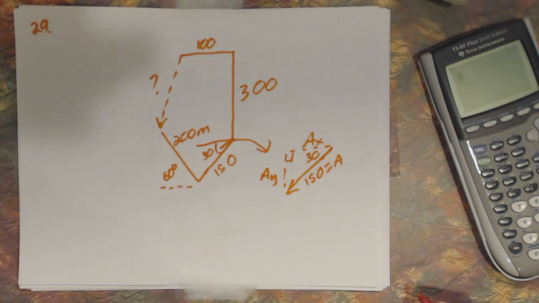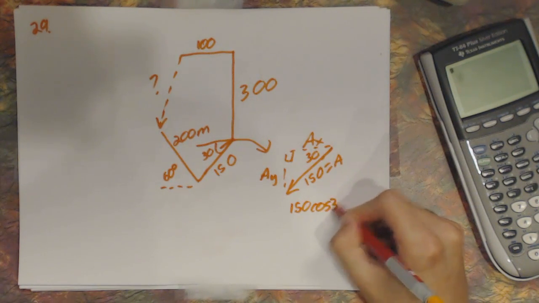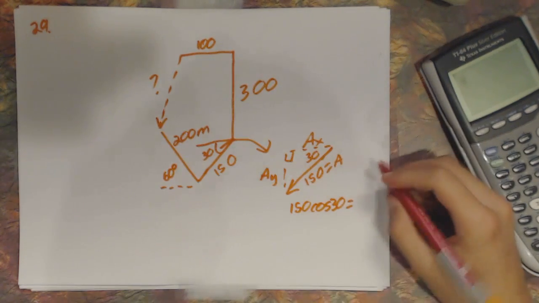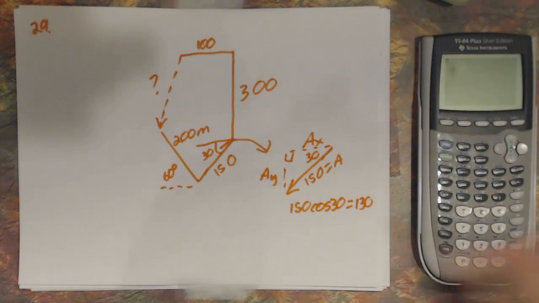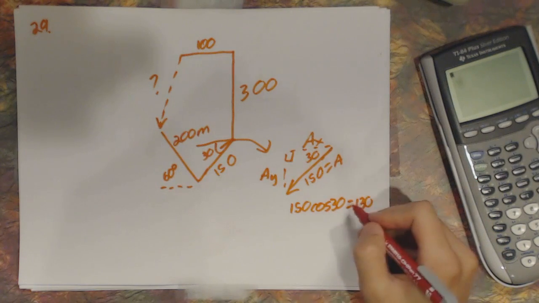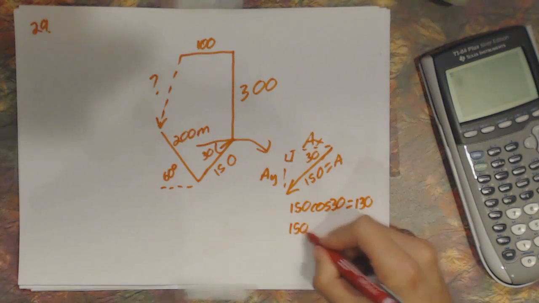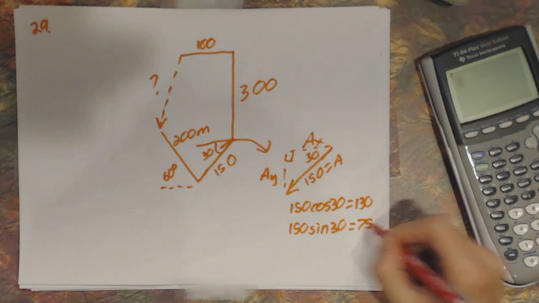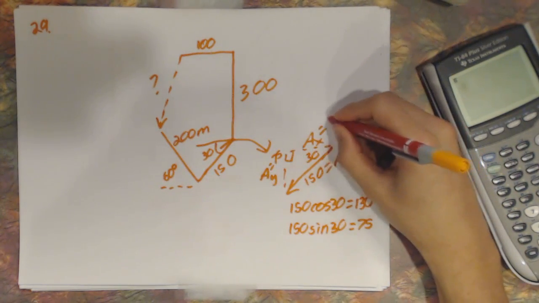So to find A sub x, we're going to do 150 cosine 30 equals, and you can do this on the calculator. I'm just writing it down. And then for A sub y, we're going to do, because I've done this several times in previous problems, 150 sine of 30 degrees, and that's going to give you 75. So this is 75, and this is 130.